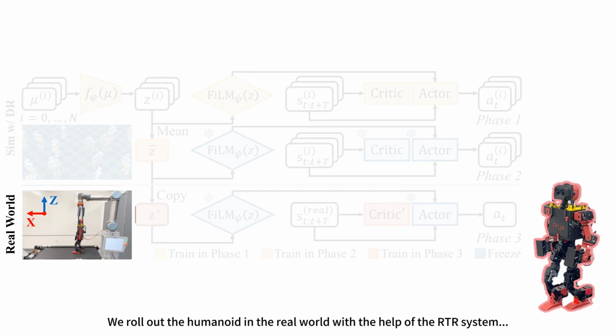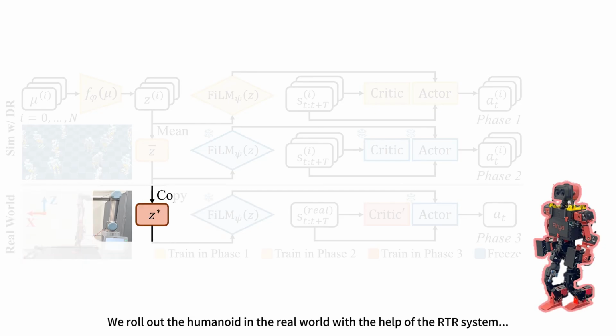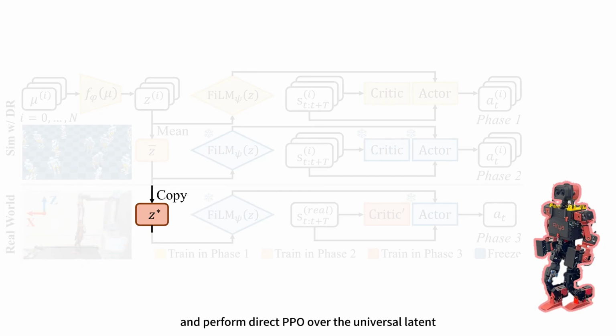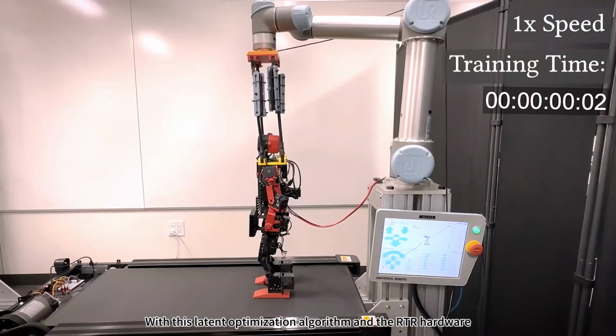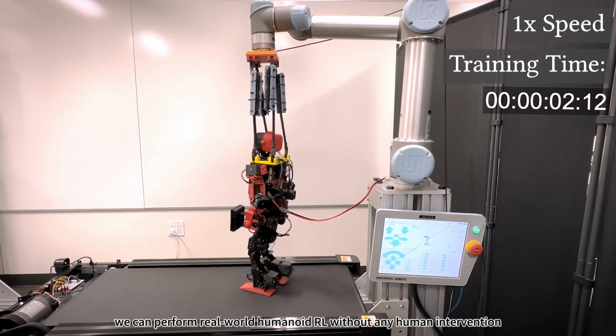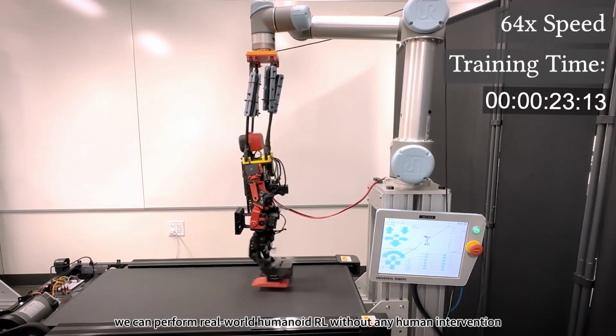We roll out the humanoid in the real world with the help of the RTR system and perform direct PPO over the universal latent, while also training a new critic since the real-world observation space is different. With this latent optimization algorithm and the RTR hardware, we can perform real-world humanoid RL without any human intervention.